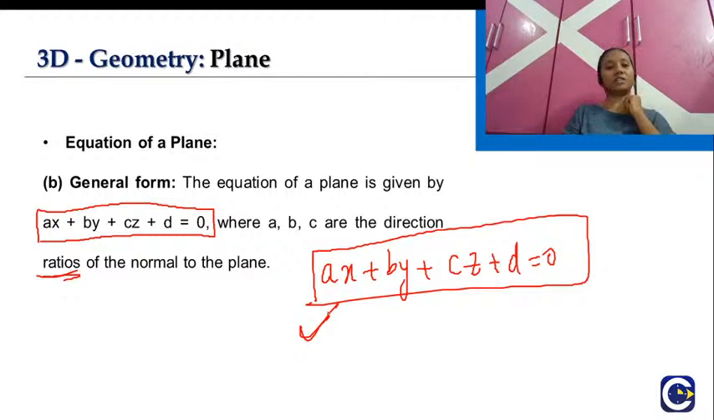Why do we call this equation of a plane the general form? Because in most questions in exams, the equation of a plane is given in the most general way. When we have x, y, z with a, b, c and all, that is the most general way of writing any equation. So the general form of equation of a plane is ax plus by plus cz plus d equal to 0, where my A, B, C values are nothing but my direction ratios, right, the direction ratios of the normal to the plane.